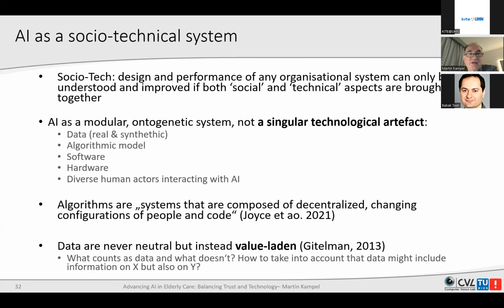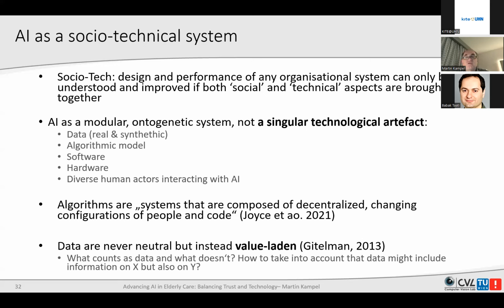So let me propose AI as a socio-technical system. A socio-technical system is about the design and performance of any organizational system: a system can only be understood and improved if both social and technical aspects are brought together. This is a very important task. I attended a few conferences in the area of social science, and I was the only computer scientist there. Here at this image processing conference, today we had a talk on trustworthiness, and I did not see any expectation that this has to be discussed with social scientists. I see a big problem here.